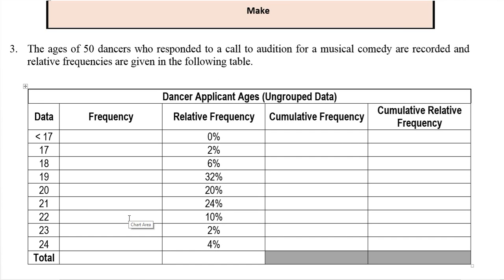All right, new problem altogether. The ages of 50 dancers who responded to a call were recorded and given in this table. So we have 17, 18, 19, 20. Less than 17, we didn't have any. Up to 24 was the total. So they're 17 to 24 with their ages, and these are the percentages here.